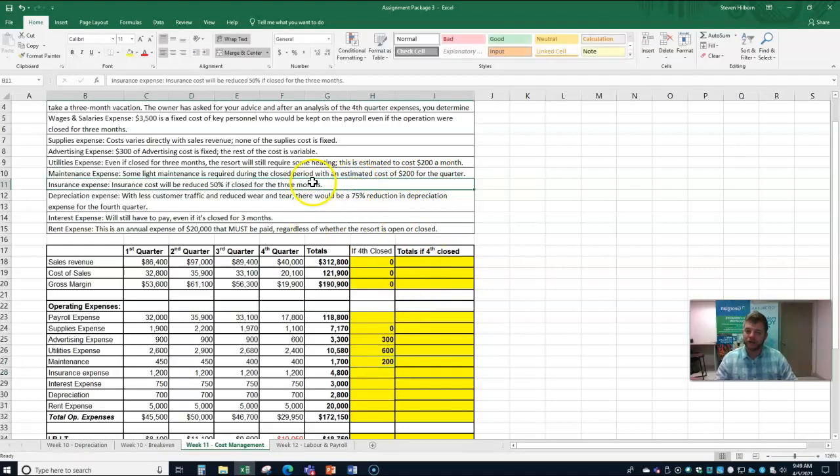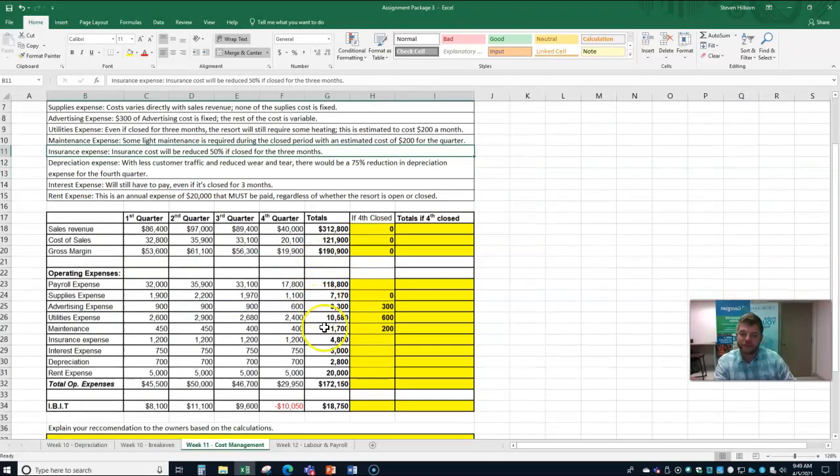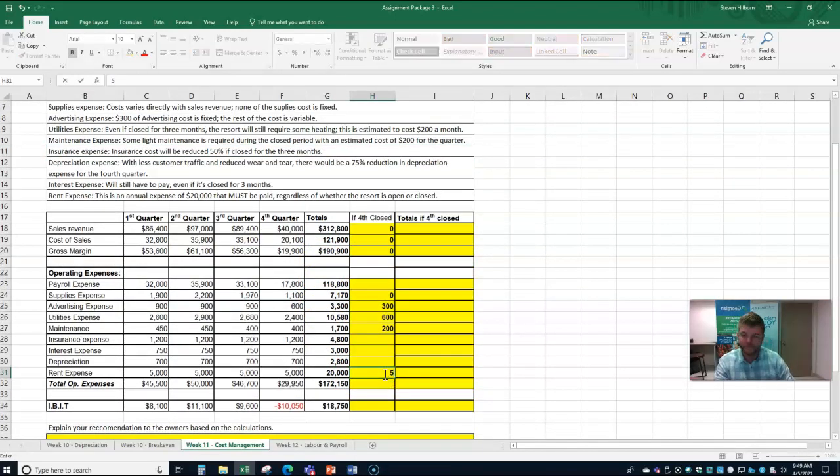And I don't want to go through all of them and do it for you, but there's a few more that you'll go through. Rent as an example, there's an annual expense of $20,000 that must always be paid. So that $5,000 will always be there. So you have to go through and fill out all of this information. In this column here, what you will do is find out what are the new totals. So the new totals will be the 1st quarter, the 2nd, the 3rd, plus the new 4th, which is if it's closed. So you'll go through and add all those up.